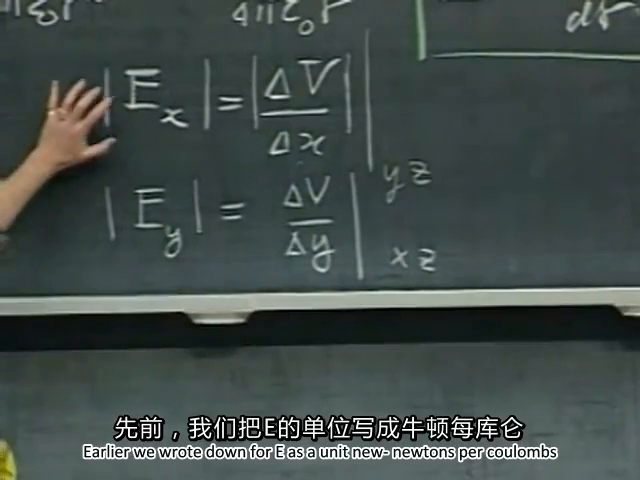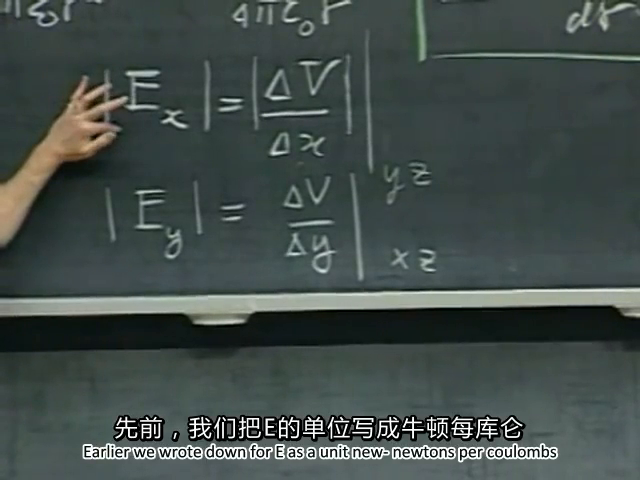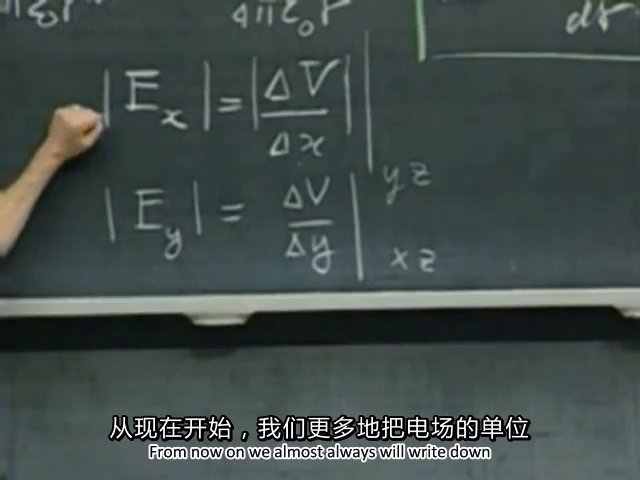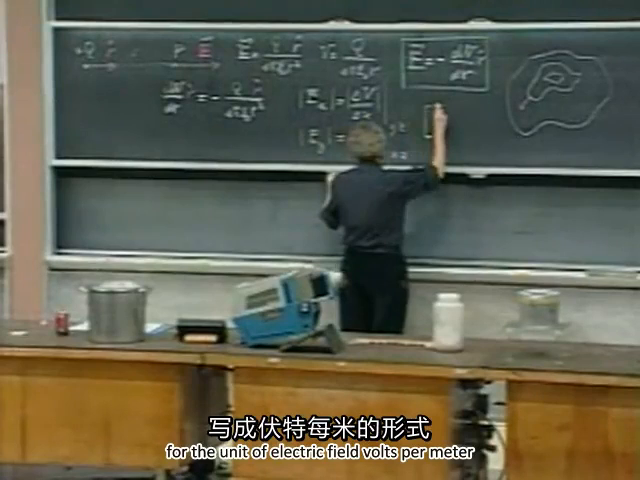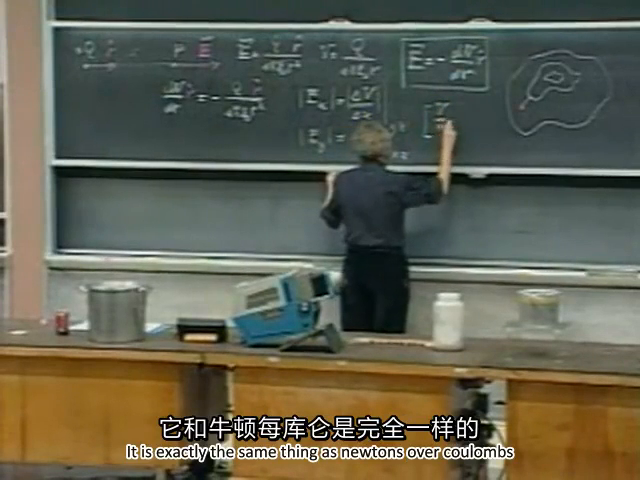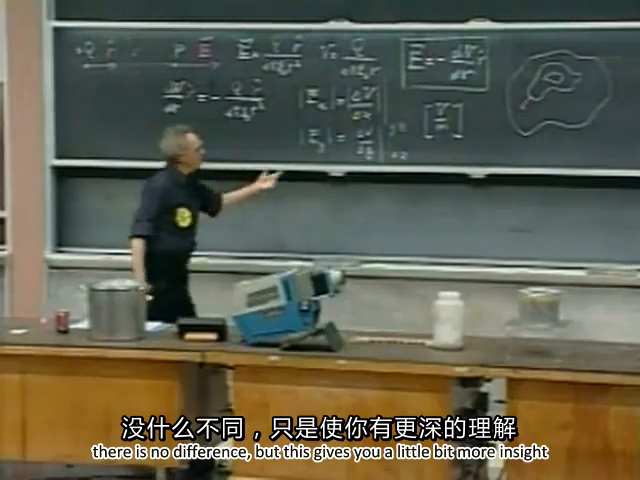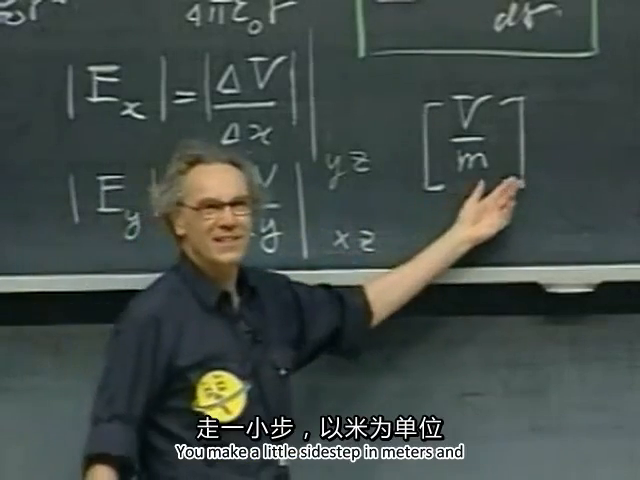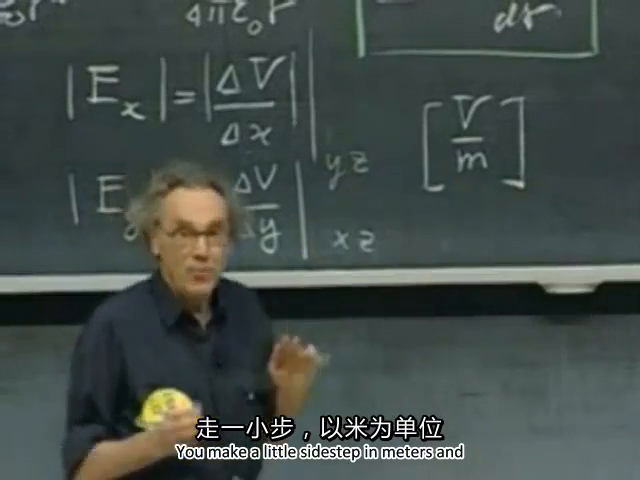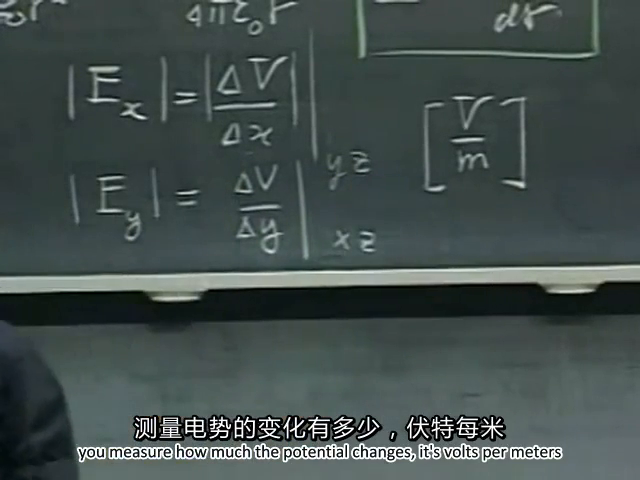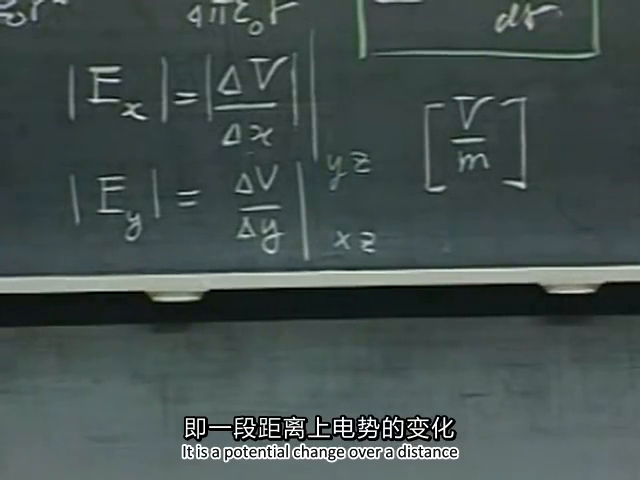Earlier, we wrote down for E a unit of newtons per coulomb. From now on, we almost always will write down for the unit of electric field volts per meter. It is exactly the same thing as newtons per coulomb. There is no difference, but this gives you a little bit more insight. You make a little side step in meters, and you measure how much the potential changes. It's volts per meter. It is a potential change over a distance.